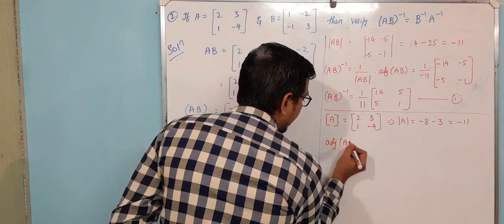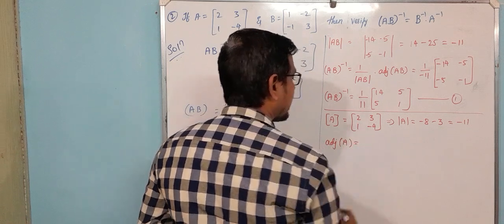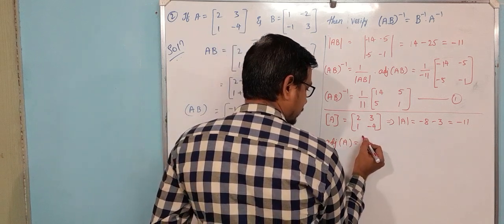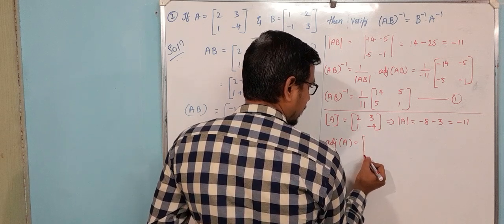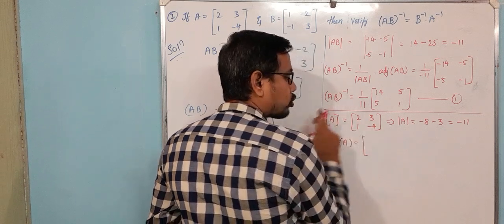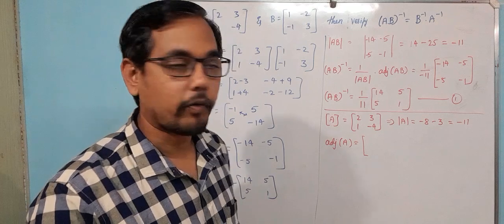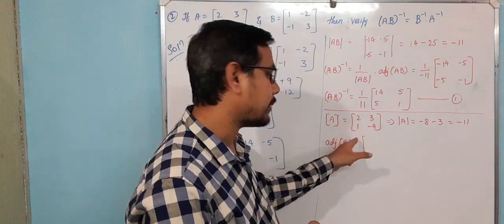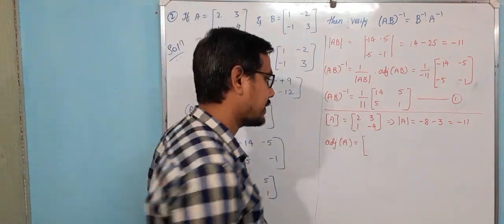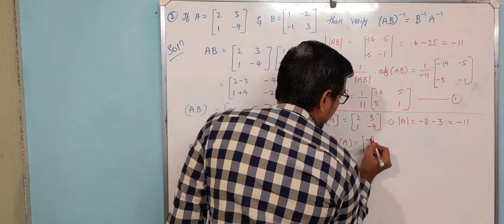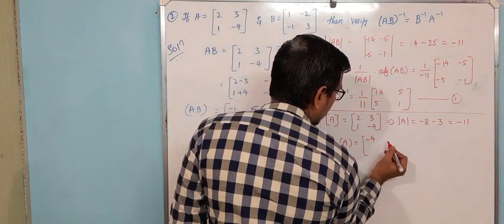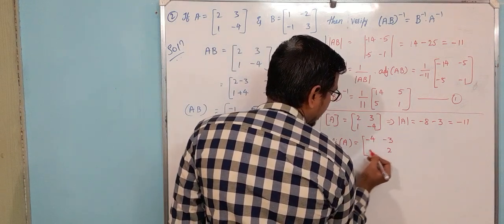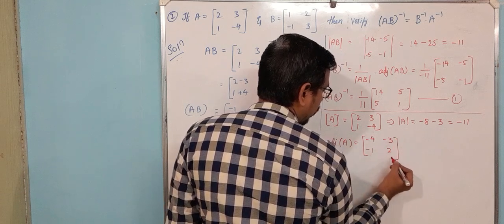Adjoint of A is, see, it is a 2 cross 2 matrix, so no need to find minors and cofactors. Interchange the principal diagonal elements and reverse the sign of the other elements. Here it is minus 4, 2, then minus 3, minus 1.